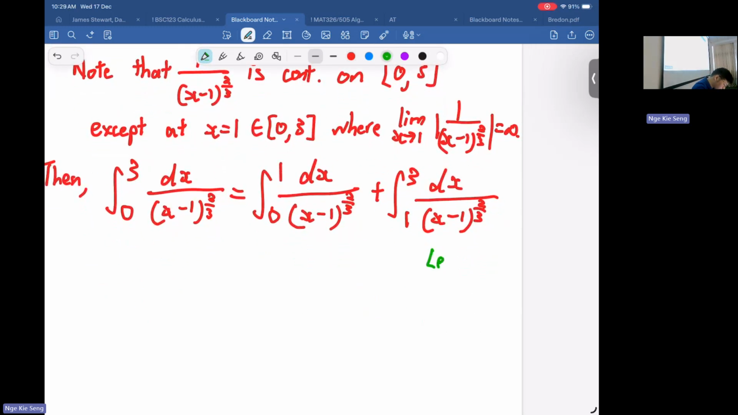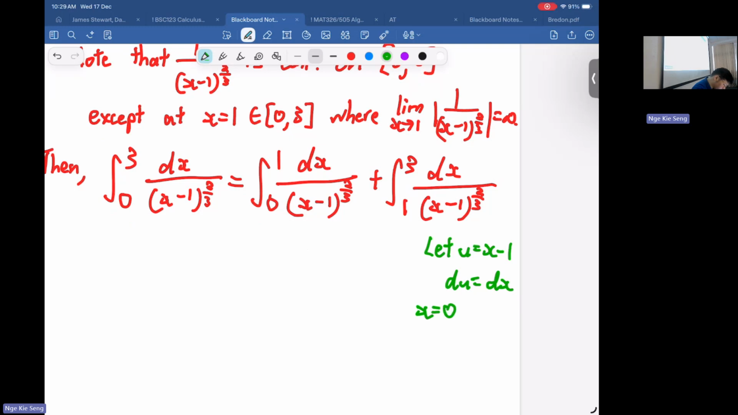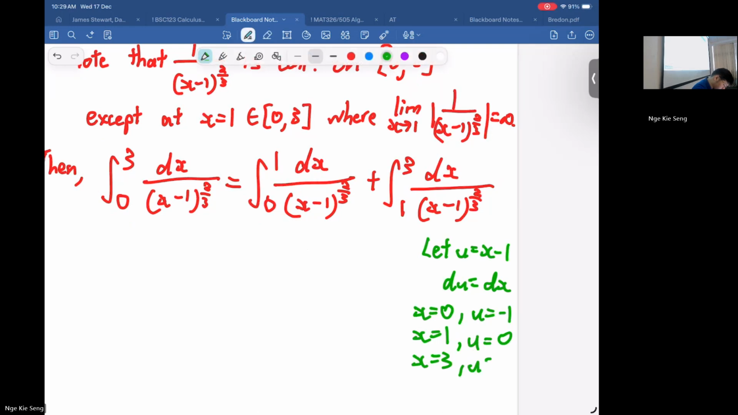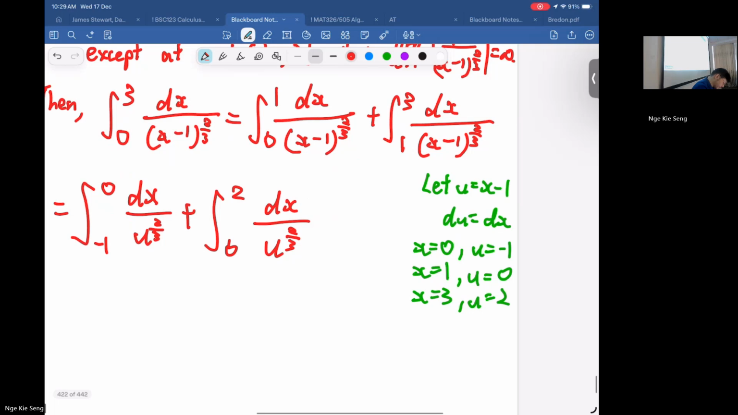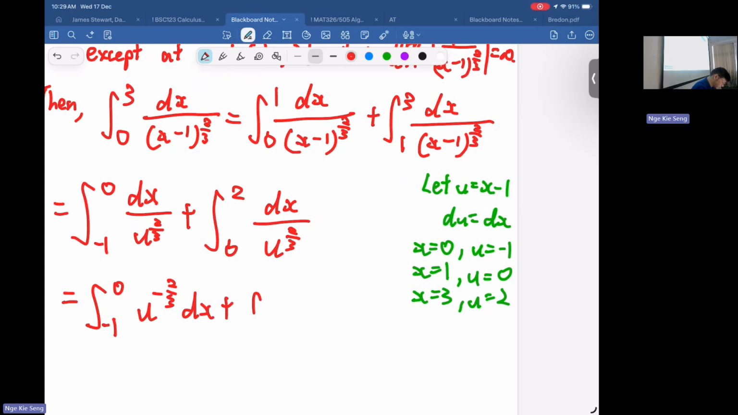Right. So if you let u equal x minus 1, du equals dx, right? Then your integration domain will change as well. I want to remind you again and again, please change your integration domain after substitution, in case there are people not doing it. So we get the integral from minus 1 to 0 of dx of u to the 1 over 3, and then from 0 to 2 of dx of u over 3. If you push it up, you'll see that this is a very easy thing to do.